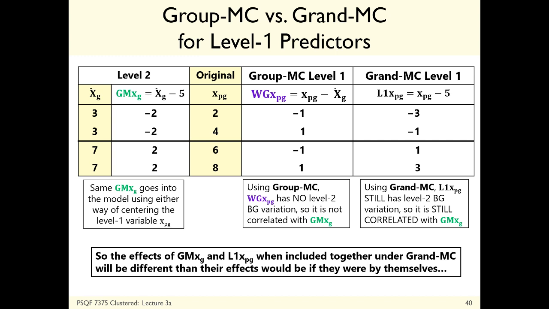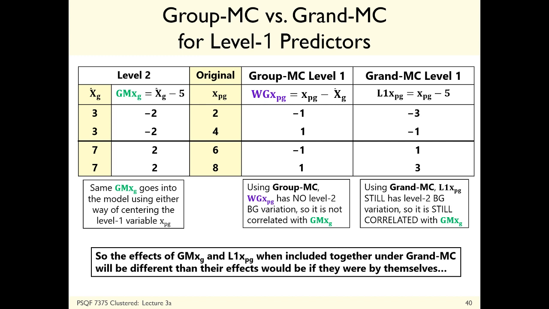So let's say that I have two different groups, two people from each of the two groups. So I have my original x, my level 1 x. This person has a 2, this person has a 4. That gives them a group mean of 3. This person has a 6, this person has an 8. That gives me a group mean of 7. Small groups, but it works. Keep it on the slide.